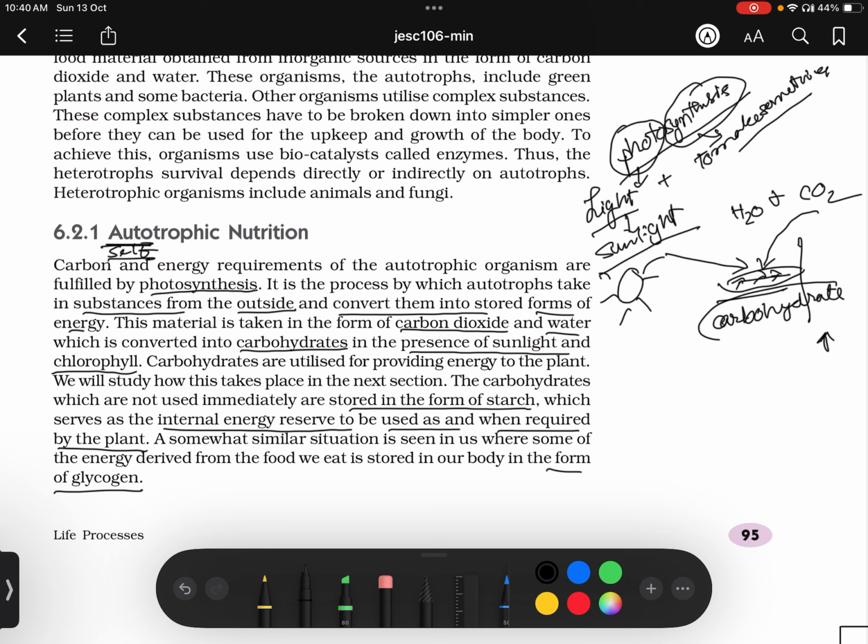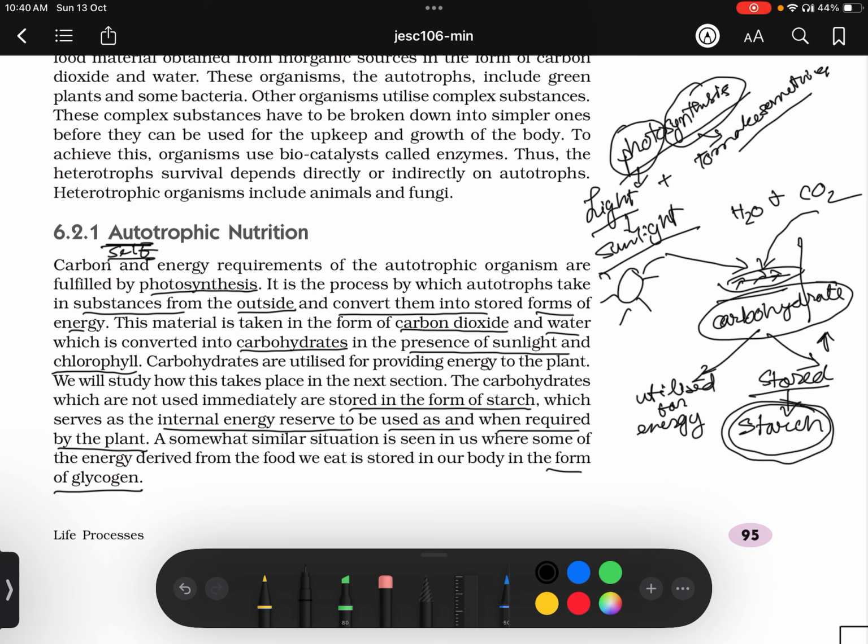Now this carbohydrate they make here, these are two types. One is utilized for the energy and the other one is stored. And this stored form is very, very important. You remember it is called starch. You have to remember this, starch. Stored form of carbohydrate in plants is starch.